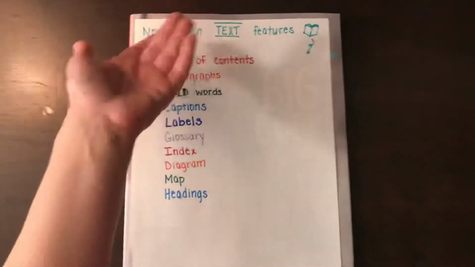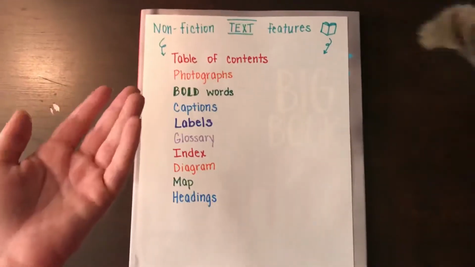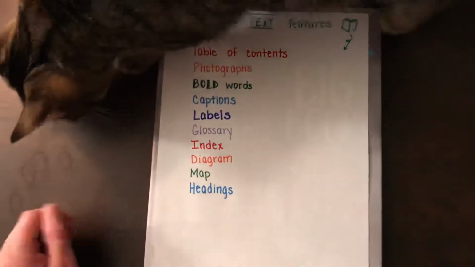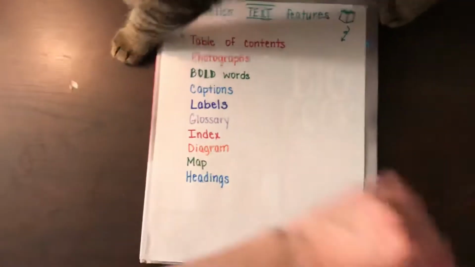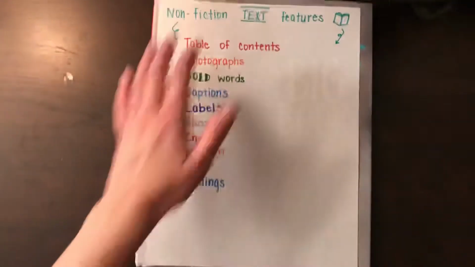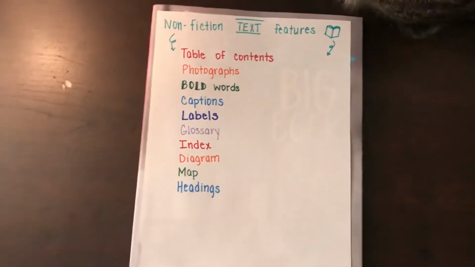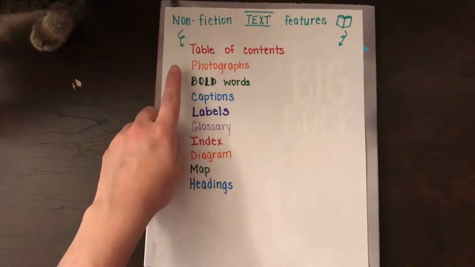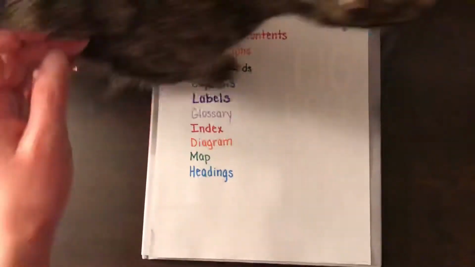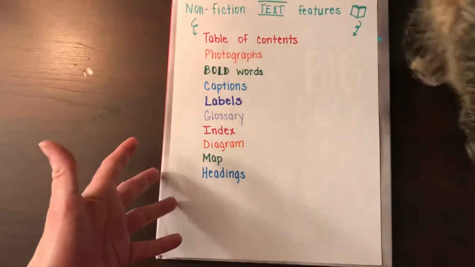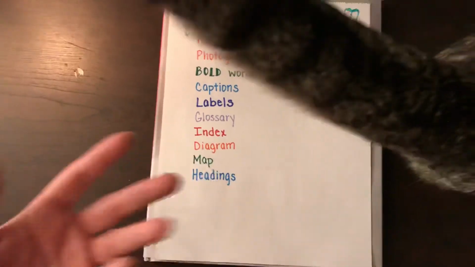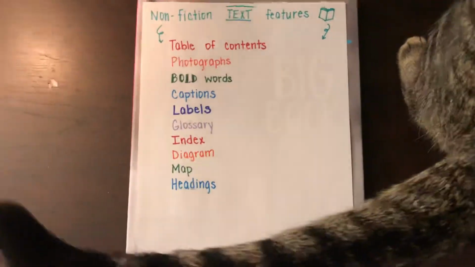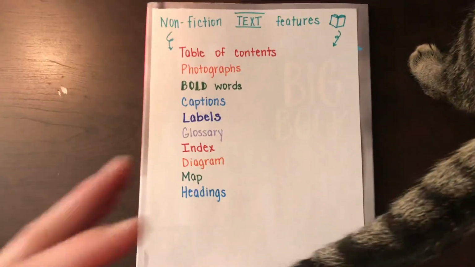So this, on top of the book, is a list of nonfiction text features that we have already talked about. Say hi to Iris. Nonfiction text features that we've already talked about in class and in our small groups for reading. So we've got a table of contents, photographs, bold words, captions, labels, a glossary, an index, diagram, map, and headings.